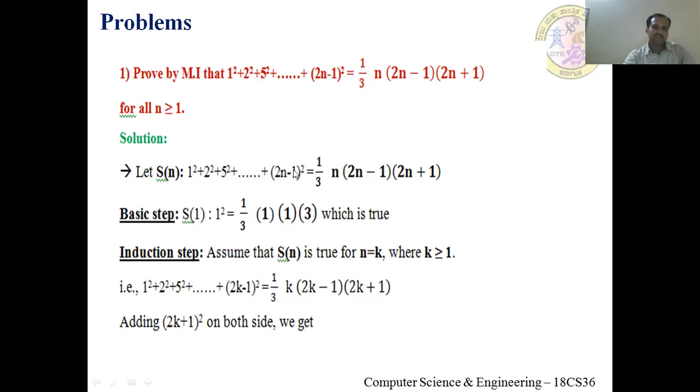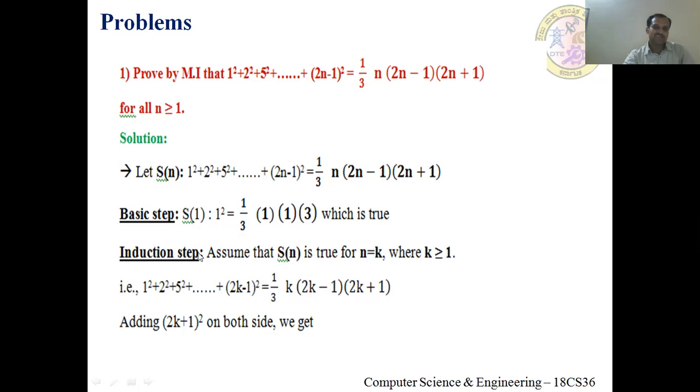2 into 1 minus 1 is 1 only. 1 square is equal to 1 by 3 into 1. 2 into 1 minus 1 is 1, and 2 into 1 plus 1 is 3. 1 square, 3 gets cancelled. Definitely 1 square, LHS is equal to RHS. Definitely this statement is true for n is equal to 1.